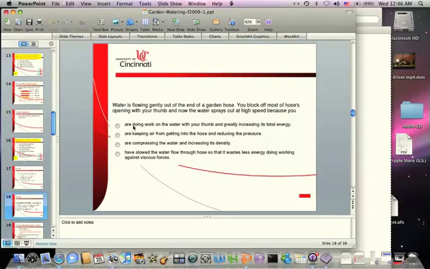And all these don't really make sense. Water's incompressible. You can't change its density. It's not air that's reducing the pressure, and you're certainly not doing work on it. The only thing that happens is that you slowed the water flow through the hose so that it wastes less energy doing work against viscous forces. And the amount of energy that's lost depends on the flow rate. So the slower the flow rate, the more pressure head there is at the output, which means that when it streams out, it goes at a high rate of speed. This is what's happening.